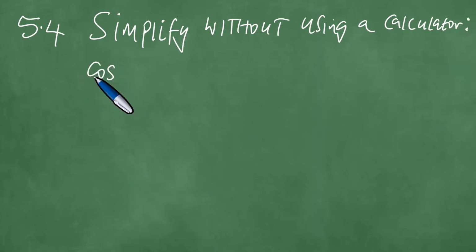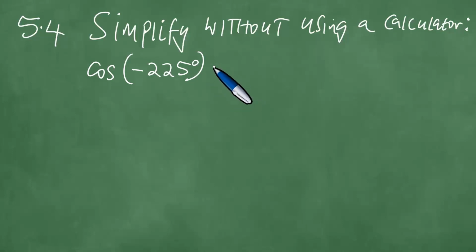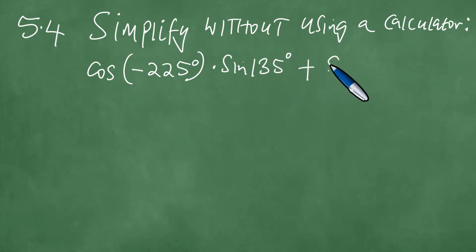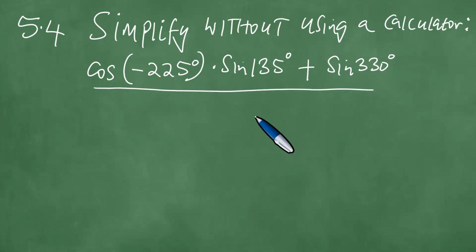When we have cosine of minus 225 degrees, the sine of 135 degrees, plus the sine of 330, divided by the tangent of 225.